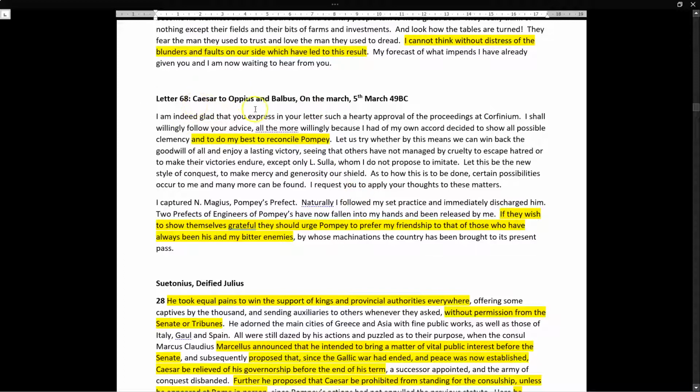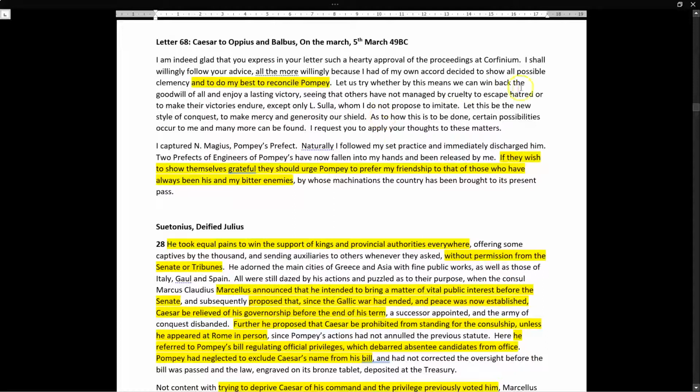And then we have our final source, which is the final letter. This is to two men, Oppius and Balbus. So this is on the march. He's now also left Rome, and he is going to join Pompey's side. He was a little indecisive, to be honest, Cicero, about whose side to go on, because he understands where Caesar's coming from, but obviously Pompey is his first love, as it were. So he's a little bit torn. So he decides, "On my own accord, to show all possible clemency and to do my best to reconcile Pompey." So he decides to go to Pompey's side.